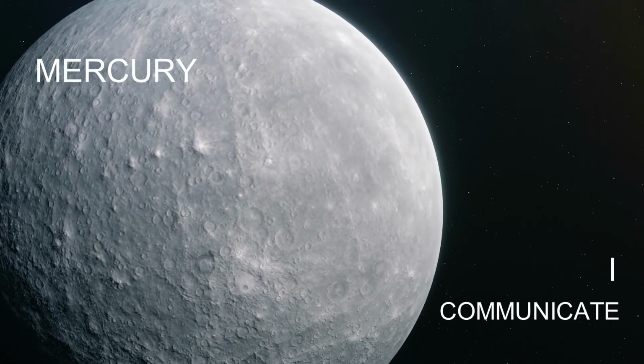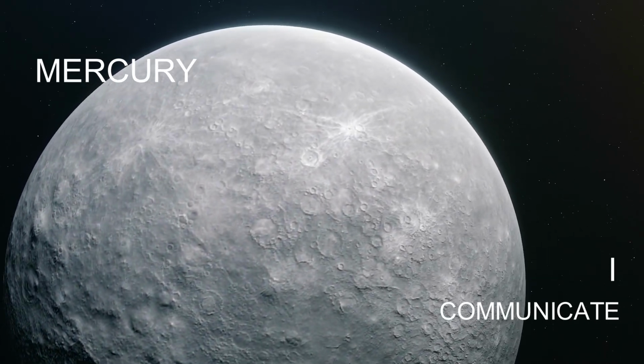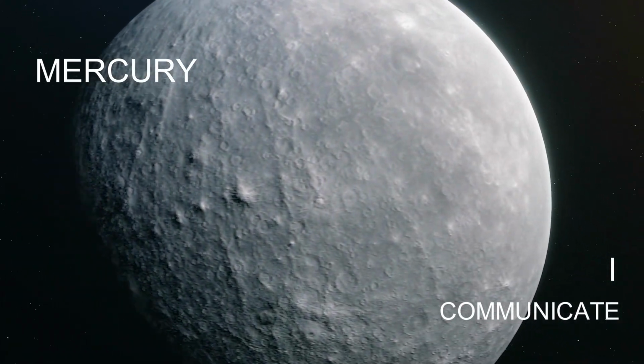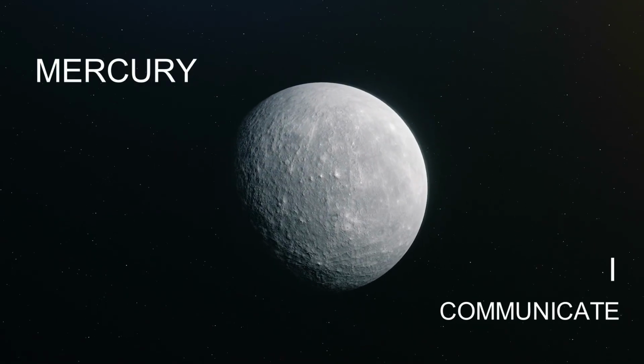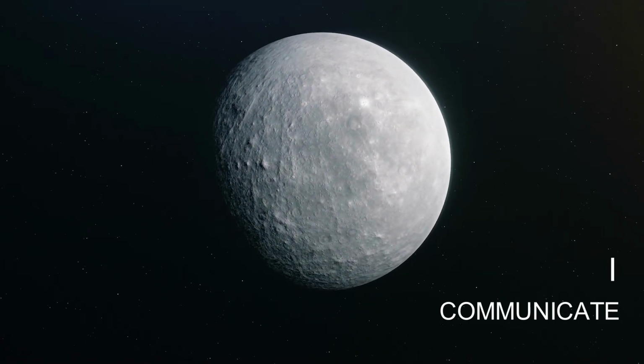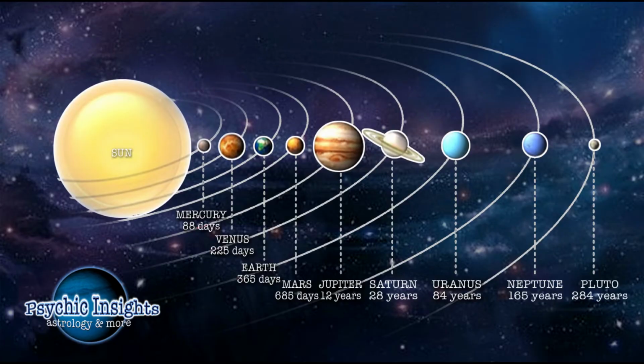Mercury, I communicate. Day of the week it rules, Wednesday. Corresponding metal, Mercury, or Quicksilver. Rules the zodiac signs Gemini and Virgo. Corresponding element, air. It rules the 3rd and the 6th houses. Modality is mutable. Classification is cadent. It is dignified in Gemini and Virgo, and in its detriment in Pisces. Exalted in Aquarius and fallen in Leo.